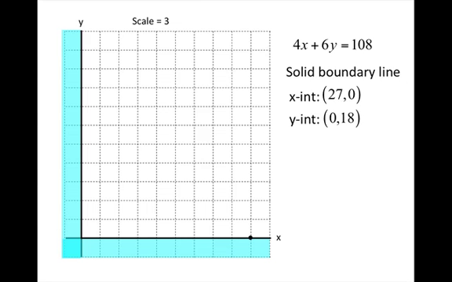Then for my y-intercept, 0, 18, 18 divided by 3 is 6, so I've got to go up 6 lines to get to my y-intercept. So it's going to look like the ordered pair 0, 6. I draw a solid boundary line through these, and I'm going to label it as line 1.